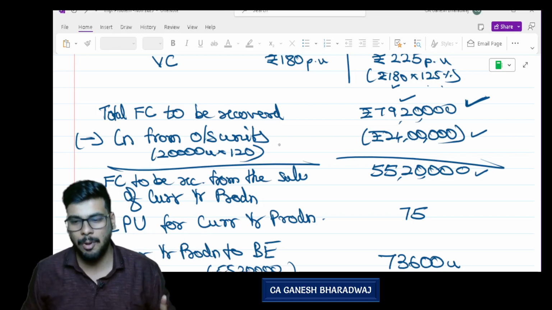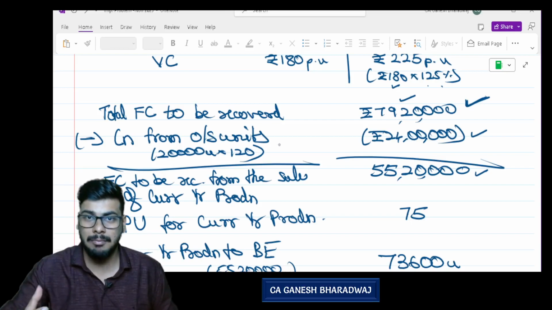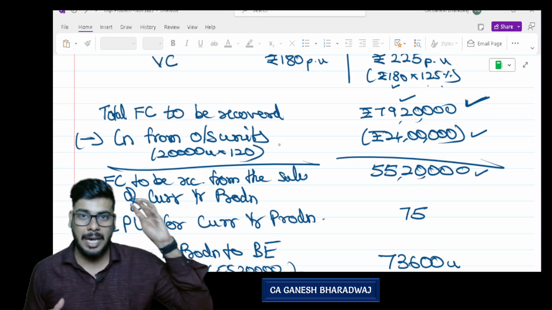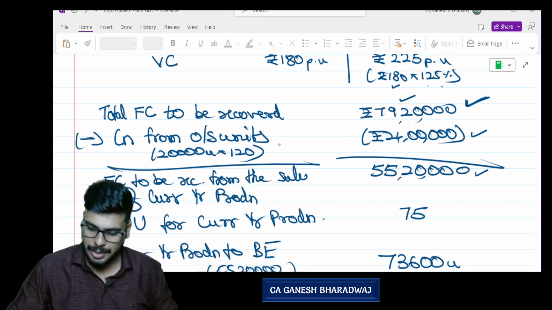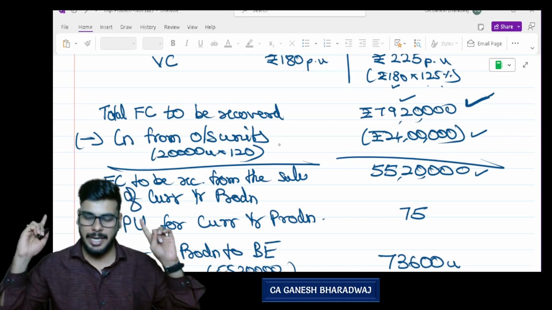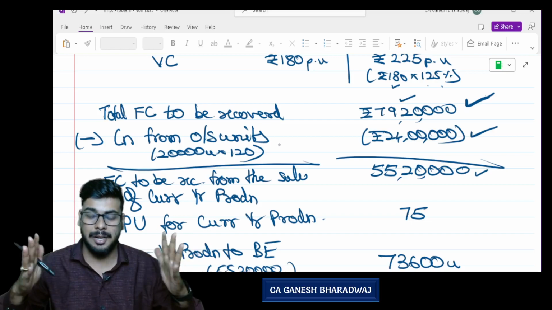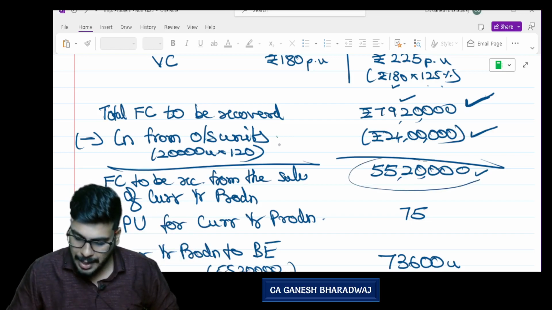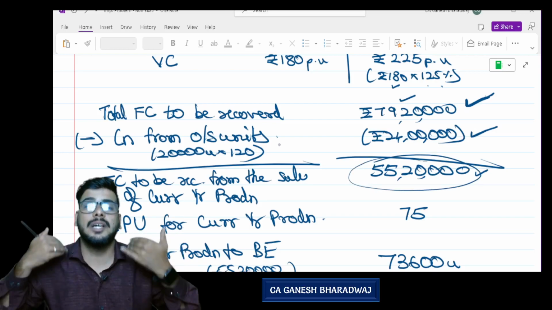Very, very important sum. I'm again and again telling you, I'm expecting this sum in this upcoming exam because I've never seen this sum in any of the past ICAI publications for the intermediate level. Just look at this. Overall, I need to recover 79 lakh 20,000. Out of this, the first 24 lakhs is recovered from the contribution generated out of the opening stock units. The remaining 55 lakh 20,000 is the contribution to be recovered by the current year units.